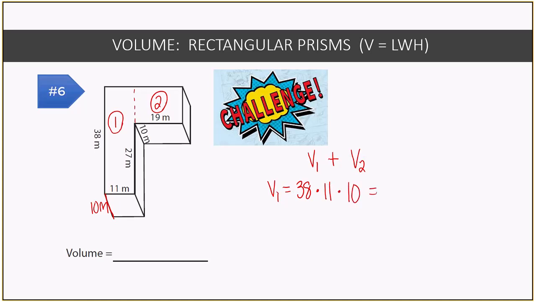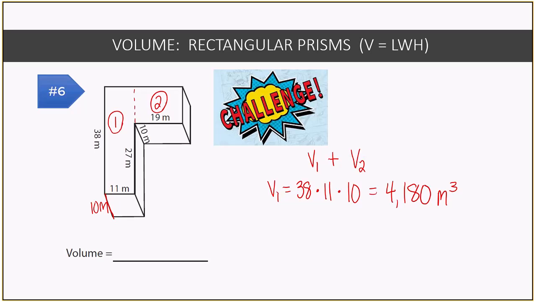So we grab the calculator, we do 38 times 11 times 10, and we get 4,180. We're going to label it meters cubed. So the volume of that rectangular prism on the left-hand side is 4,180 meters cubed. And I think that's the second place I messed up in first period, because I didn't remember that answer either when I went on to teach this in second period. I thought, wait a second, that's not what I got first period.